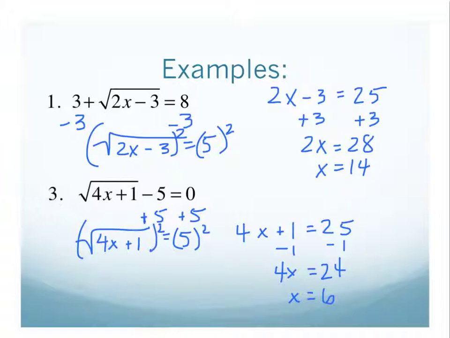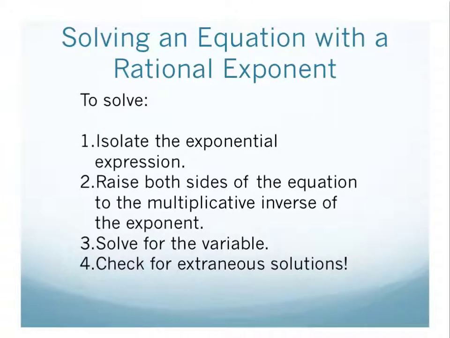But what if the radical in question is not a square root, or not merely a square root? Let's look at solving an equation with a rational exponent, like a fraction. To solve, we're going to isolate the exponential expression, then raise both sides of the equation to the multiplicative inverse of the exponent. That's going to get rid of that expression with an exponent for us. We're going to solve for the variable, and finally we're going to check for extraneous solutions. Let's try a few.